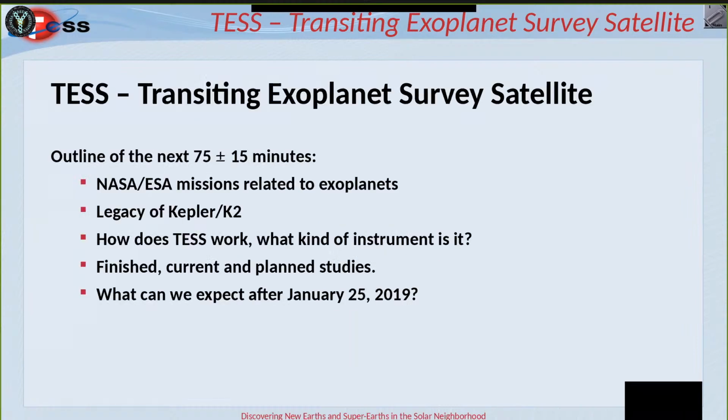In the next, well, a little bit more than 1 hour, I would like to give a short summary about TESS, the satellite itself. What kind of instrument is it? What can we expect from it? I would mostly focus on the instrument itself. And on Tuesday morning, there will be a more detailed presentation about some interesting issues about the data reduction.